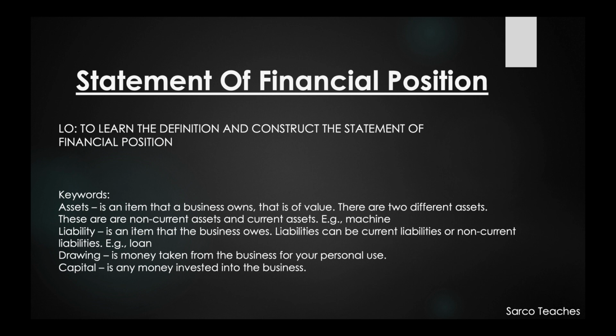Liability is an item that the business owes. Liabilities can be a current liability or a non-current liability. An example is loan. Drawing is money taken from the business for personal use. Then we have capital, which is any money invested into the business.